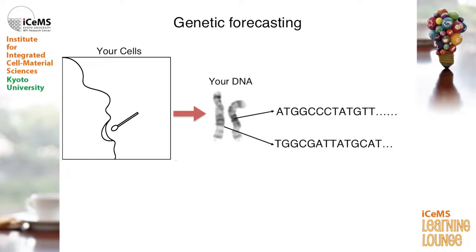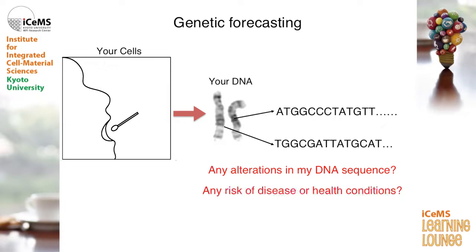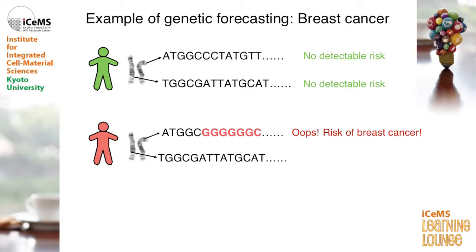So with modern technology, you can just take a little bit of your cells from, for example, your mouth using cotton swabs, and you can send your sample to a company who can analyze and sequence this, who can read the DNA sequence, and this will let you predict or forecast your future reproductive health. And one very well-known example of this type of genetic forecasting is breast cancer.